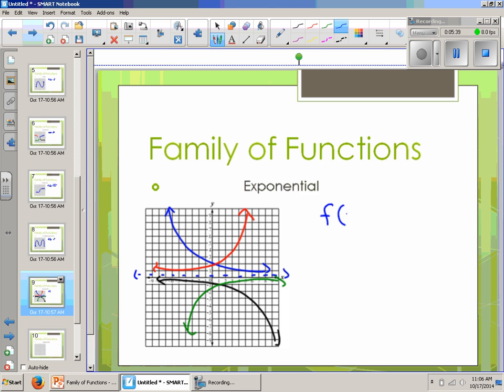And let's look at our equation. f of x equals, notice where my variable is. The variable is in the exponent, therefore that's why we call it exponential.